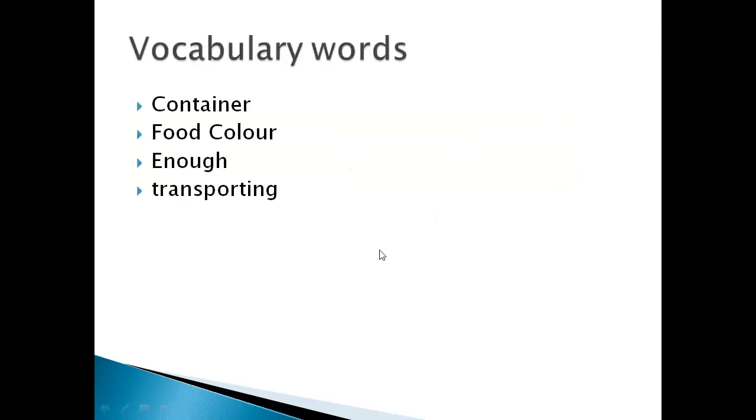At the end, you have vocabulary words: container, food color, enough, and at the end, transporting. Memorize these words and write them in your notebook.